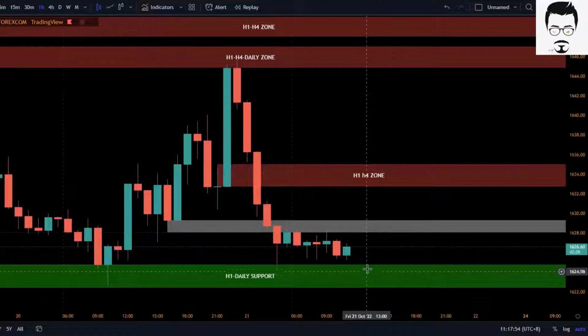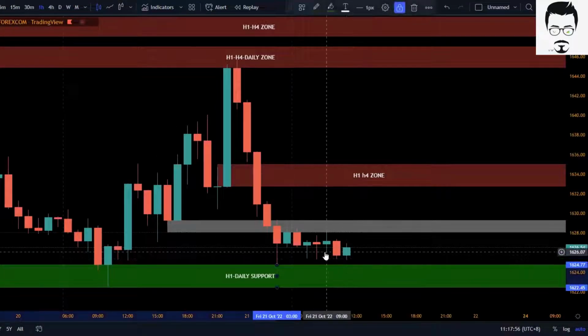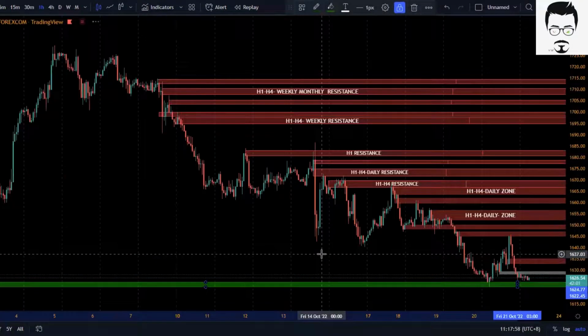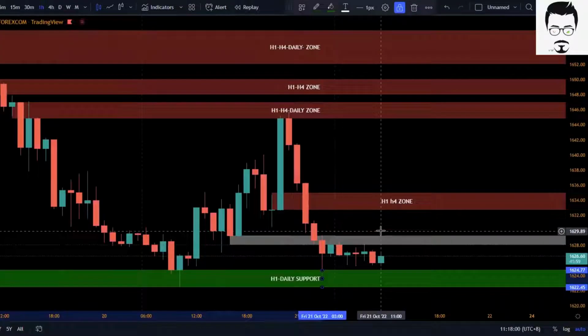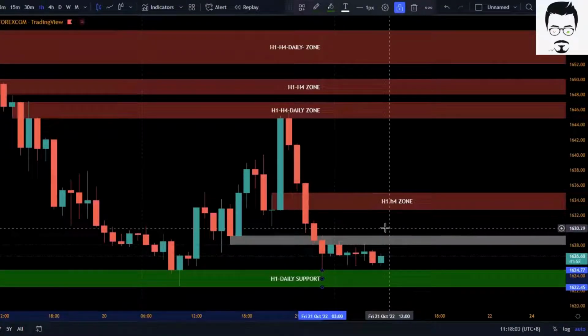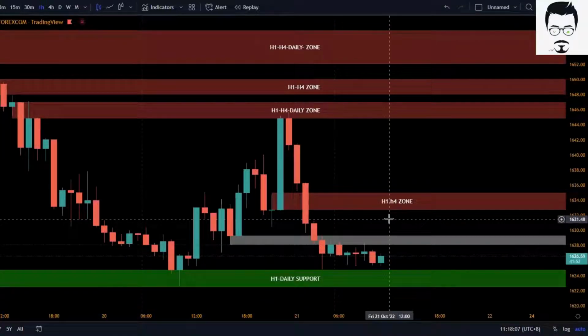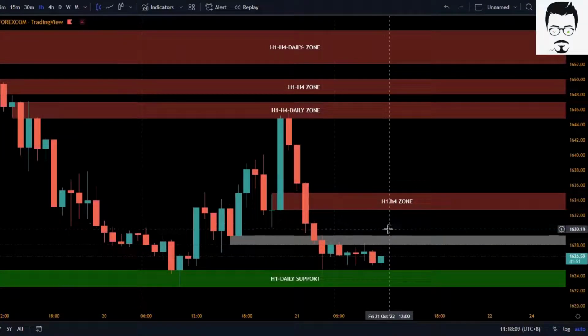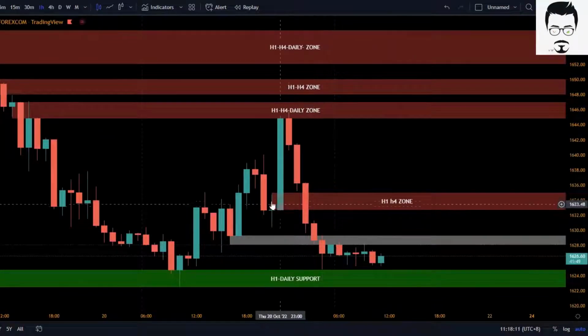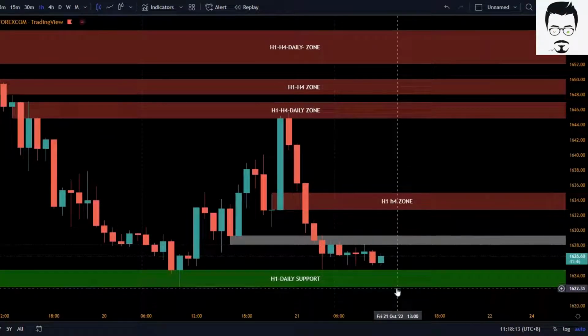So I'm just waiting for this. My bias is to go long, but there is a very strong selling pressure. So I should take caution for this trade. So if I'm wrong, I'm just gonna cut and I will look for a retracement sell.